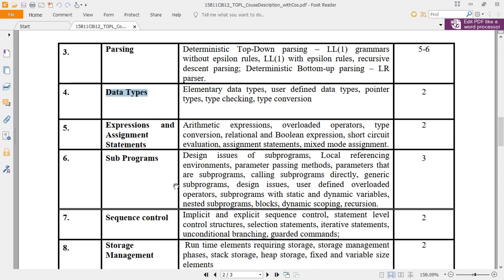And if many variables are declared with local scope and global scope, how dynamic scoping can be implemented, that also we have seen. That means static scoping and dynamic scoping techniques we have seen. Then afterwards how recursion will be managed by the compiler, those concepts we have seen. Next we will move on to this.